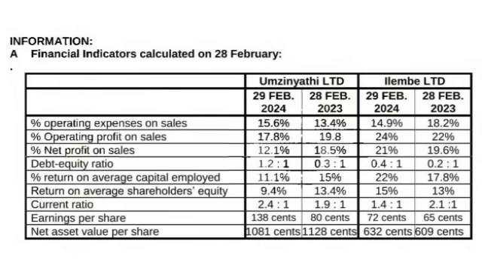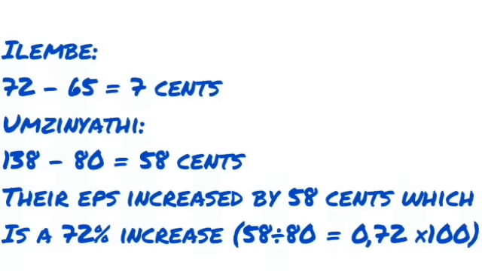So for Ilembe, it used to be 65 cents, now it's 72. For Umzinyati, it used to be 80 cents, now it's 138. So the difference there is that Ilembe has increased by only 7 cents from 65 to 72, whereas Umzinyati has increased by 58 cents, because it used to be 80, now it's 138, and that's why it's doing better, because it has a higher increase.